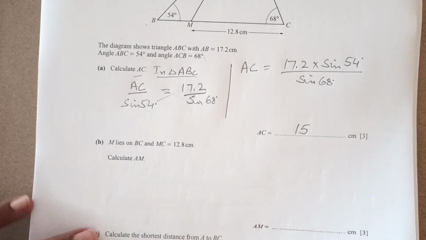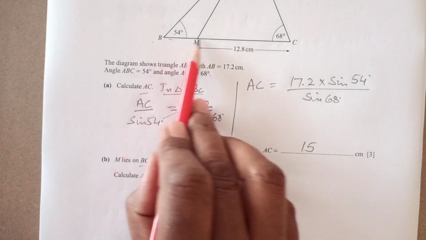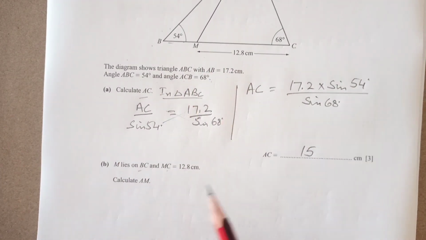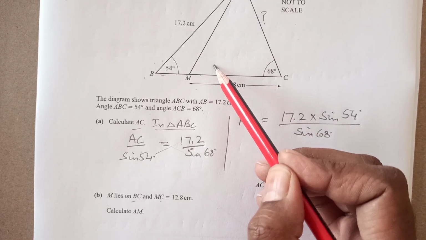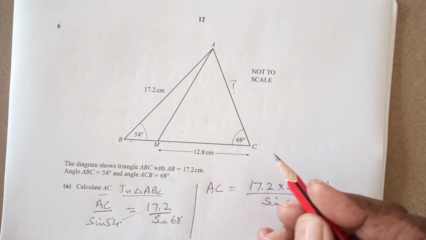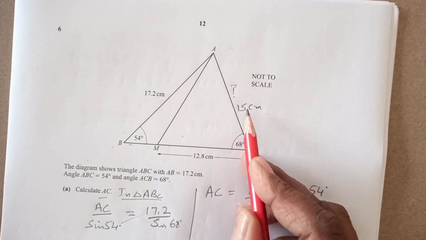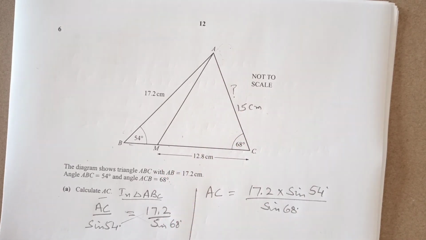Okay. Now part B, M lies on BC. M is a point on BC and MC is 12.8. Calculate AM. We are looking for AM now. So for this AM we will use cosine rule. Now we got this side as 15 centimeters, right? So we have two sides and one angle in this triangle AMC.